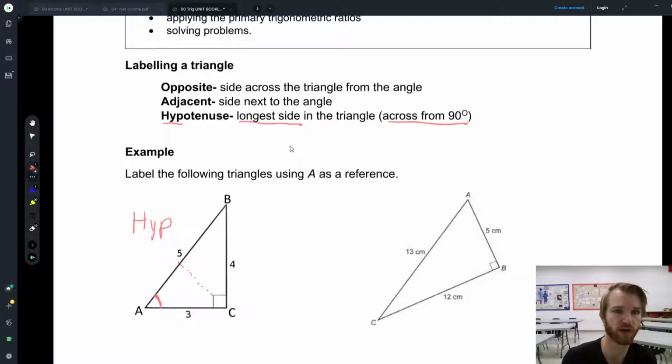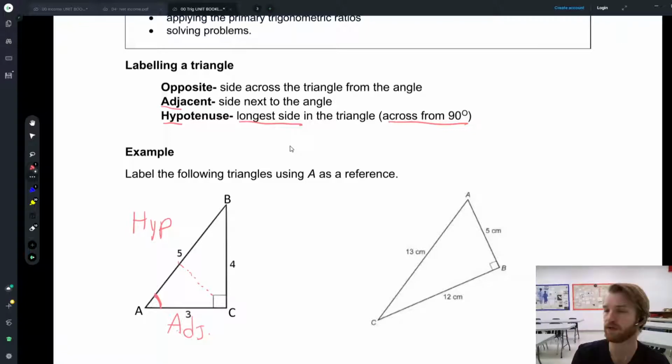Opposite is exactly what it sounds like. It's on the opposite side. It's far from it. It's not touching it. And adjacent is another word meaning beside. So adjacent is the side that's right next to the angle that is not the hypotenuse. The hypotenuse is right next to our angle A as well, but that is our hypotenuse. It's always going to be the same. The other side here that's next to it is the adjacent. So often we would just write ADJ to stand for adjacent.